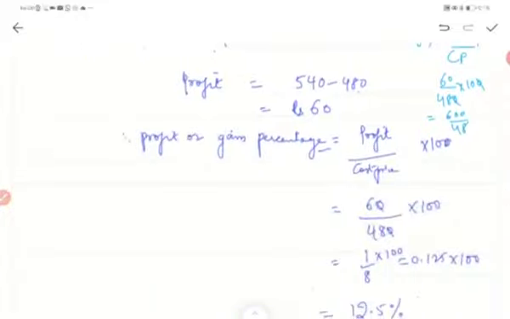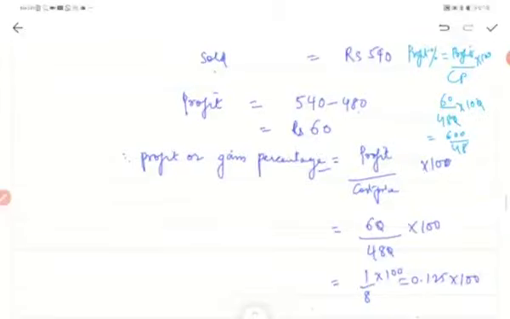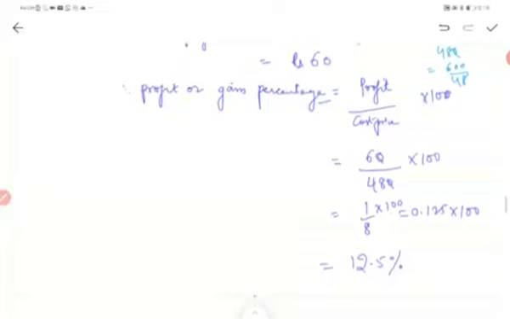So I think I have done the calculations here. When I divide this, I will get 1 by 8 into 100. Just simplification, so I will get the answer as 12.5. So 600 by 48, if I just cancel it, I will get 12.5%.